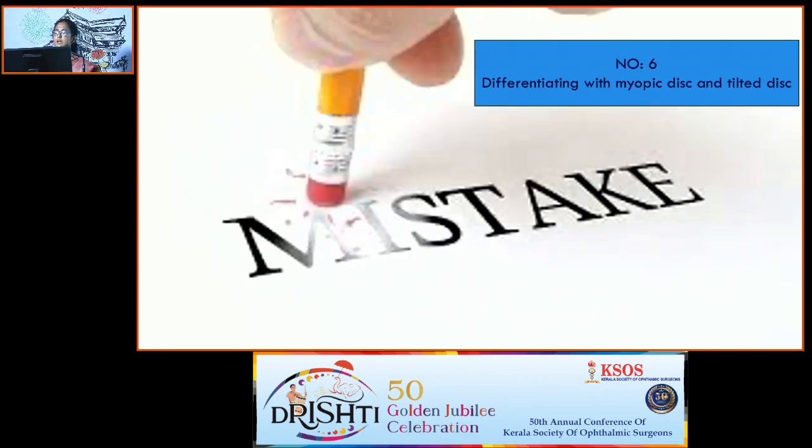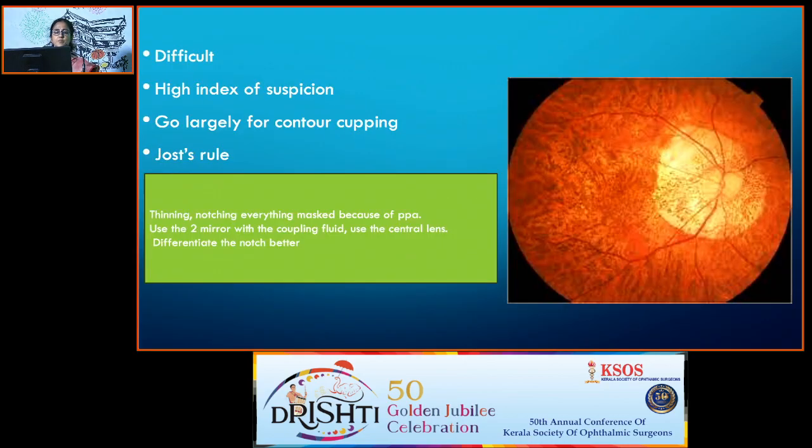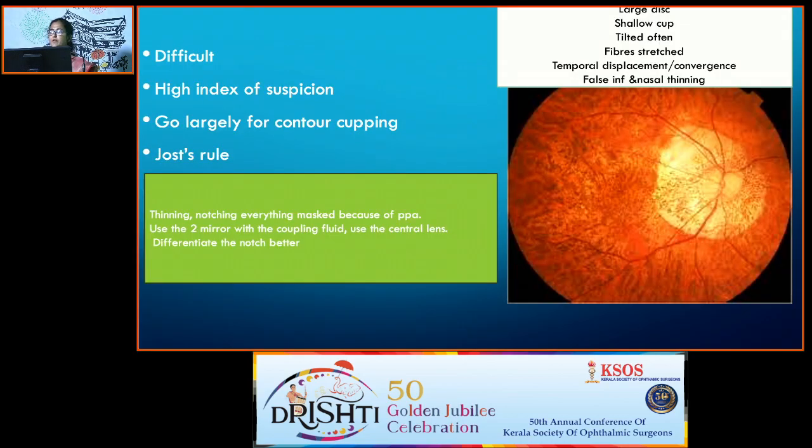Mistake number six, differentiating with the myopic disc and tilted disc. That is the most important thing. It is very difficult because the myopes have a large disc, shallow cup, tilted often, and the fibers are stretched. Temporal displacement or convergence of the vessels will be there. False inferior and nasal thinning will be there. You should always have a high index of suspicion.